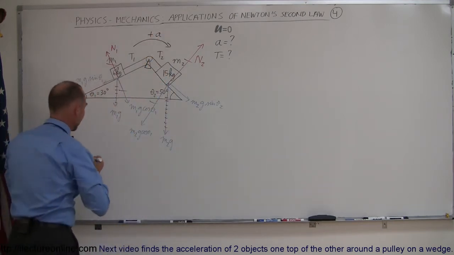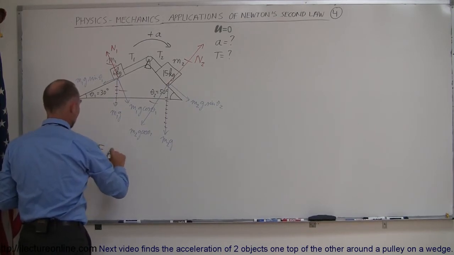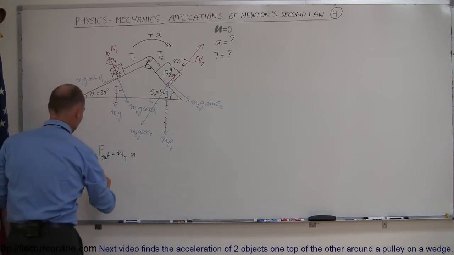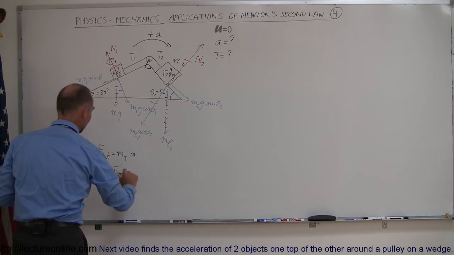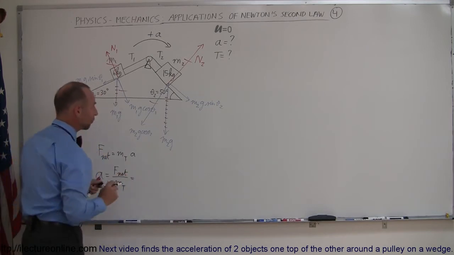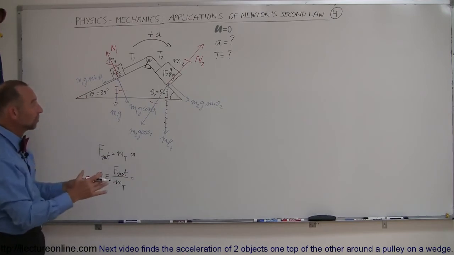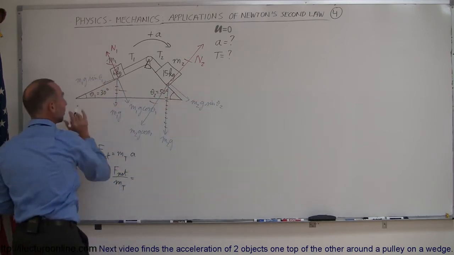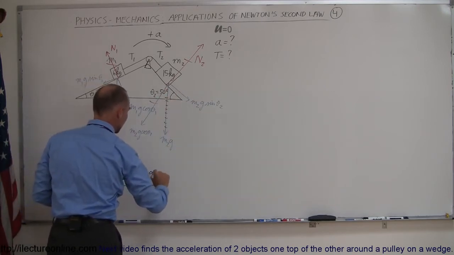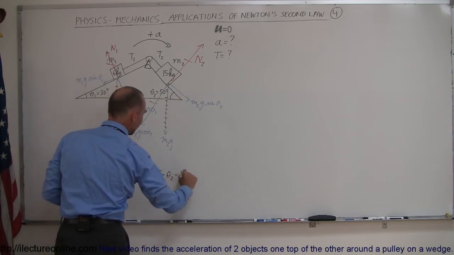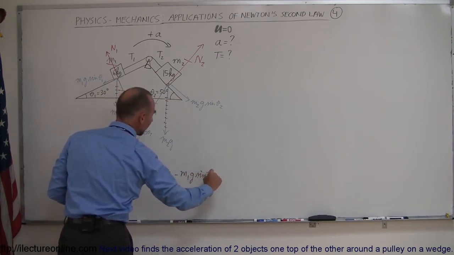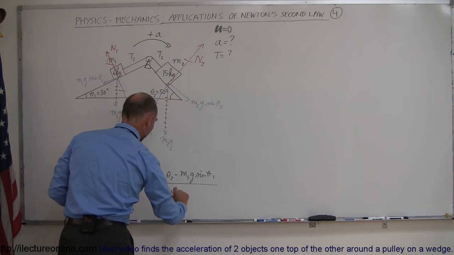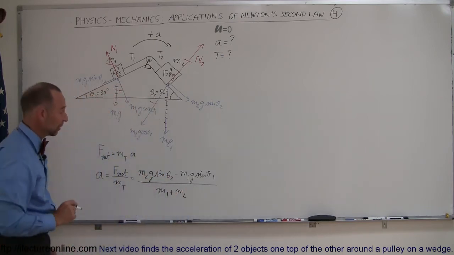Okay, now I'm using Newton's second law that says F net is equal to mass total times acceleration. If I then rearrange that equation to solve for a, a is equal to F net divided by m total. And of course, the net force will be all the forces aiding the acceleration minus all the forces opposing the acceleration. This one is aiding, this one is opposing, so this would become m2g sine of theta 2 minus m1g sine of theta 1. That would be the net force acting on the system divided by the total mass, which is m1 plus m2. That would give me the acceleration of the system.